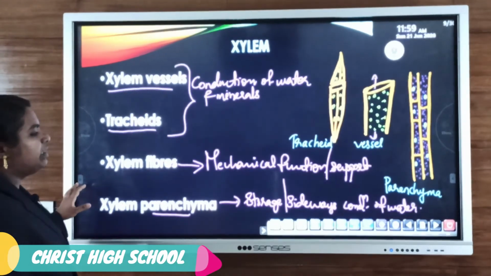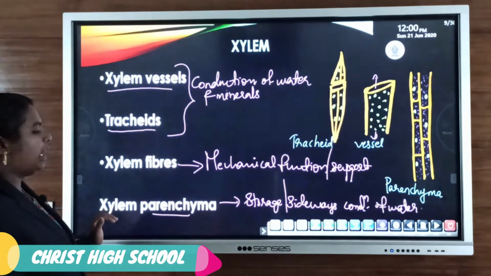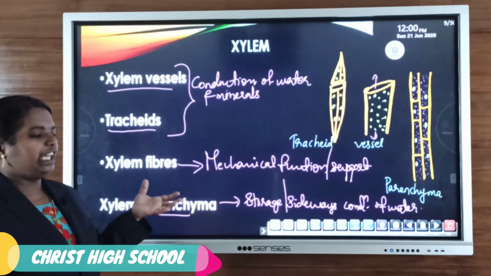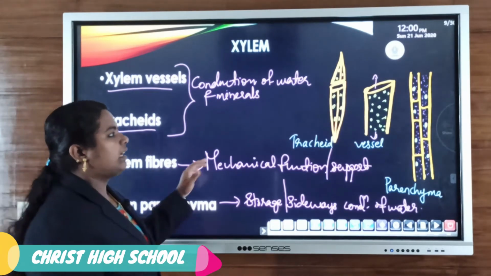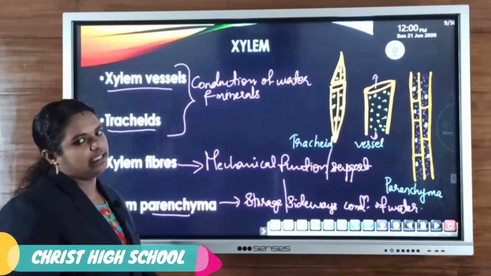Then the xylem fibers' main functions are mechanical function as well as support. Then xylem parenchyma: storage as well as sideways conduction of water. And these are the three figures: tracheids, vessels as well as parenchyma cells.